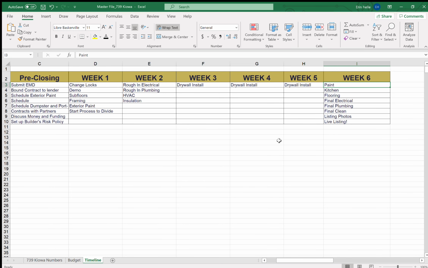Then in week 6, once all that was done, we started painting. That only took about 4 days. While they were painting, we were able to install the kitchen floor. And at the same time, our electricians and our plumbers were doing their final finishes and also inspections. Once all that was done, we did the flooring. After that, we were able to clean the property, get our listing photos, and get it on the MLS on day 47.